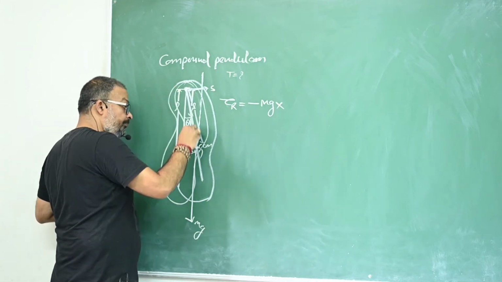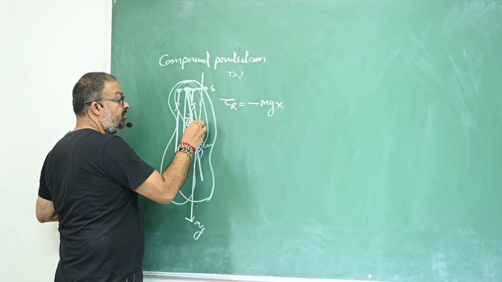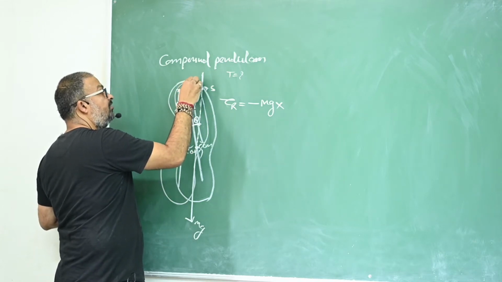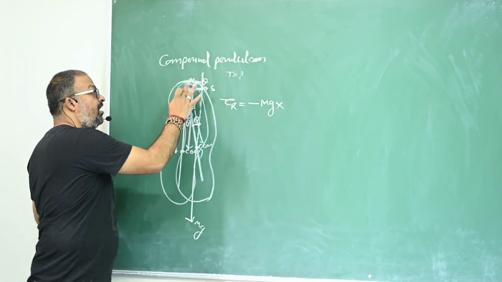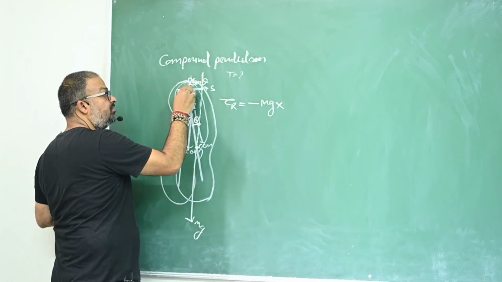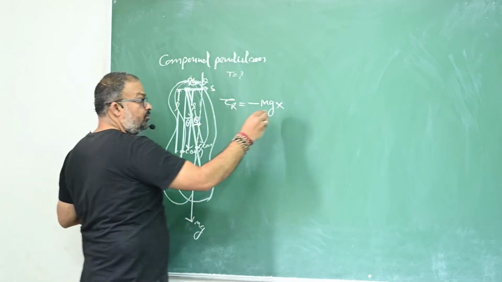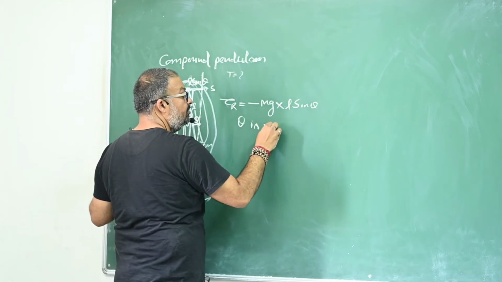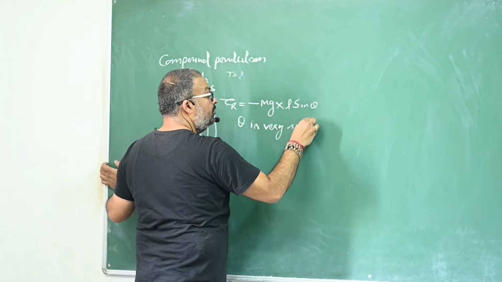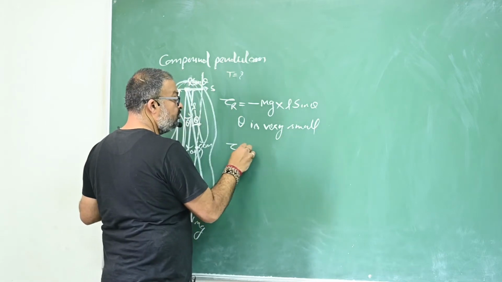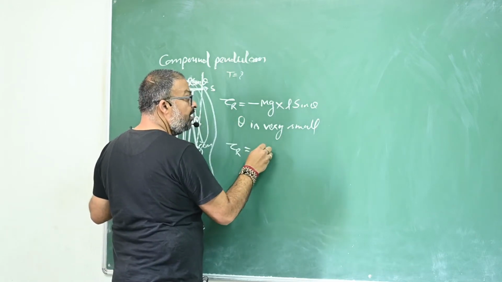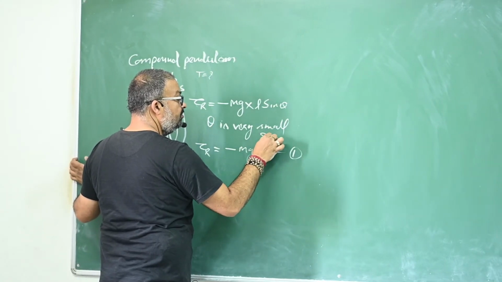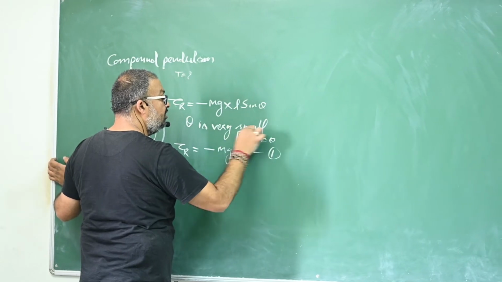So if this is L and this angle is theta, then this angle is also theta, and this distance will be written as L sine theta, right? So this is L sine of theta. Theta is very small, so its restoring torque will be minus of mgL into theta, as sine theta is nearly equal to theta.